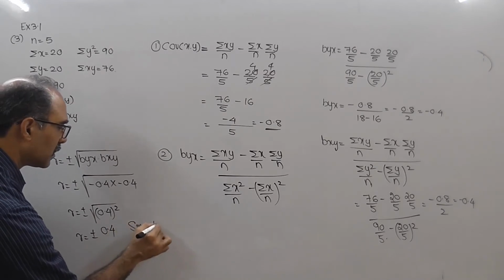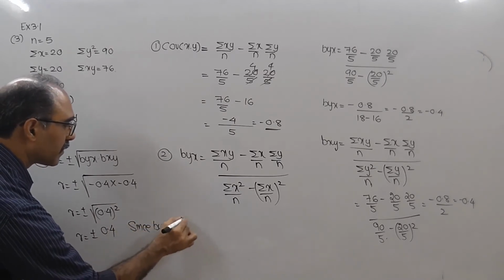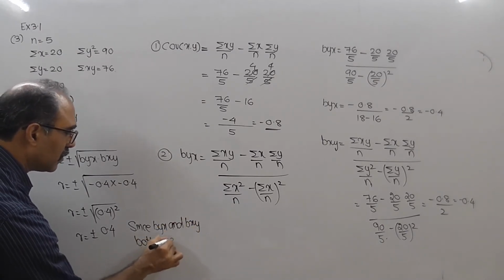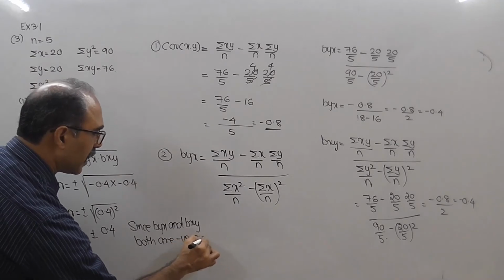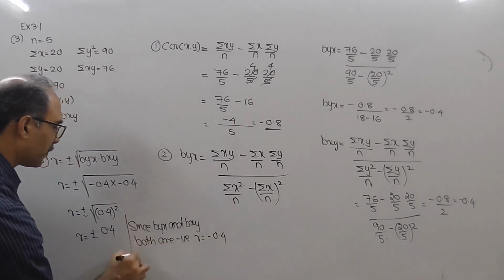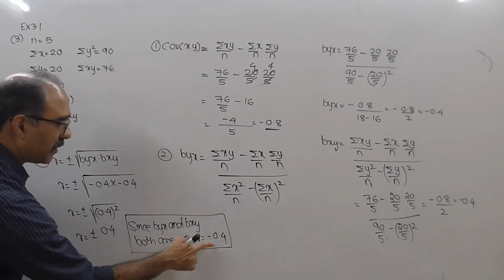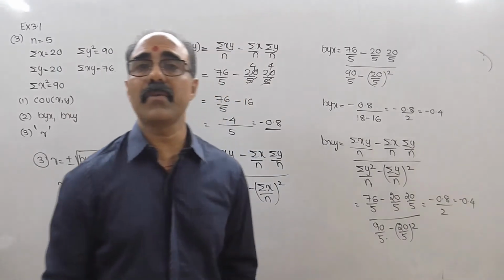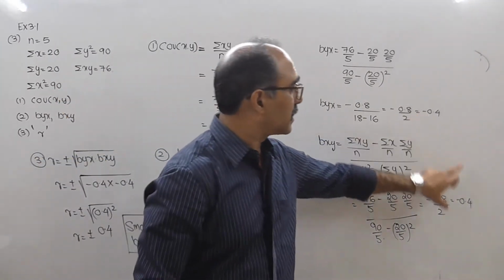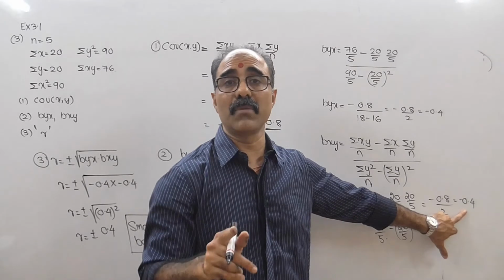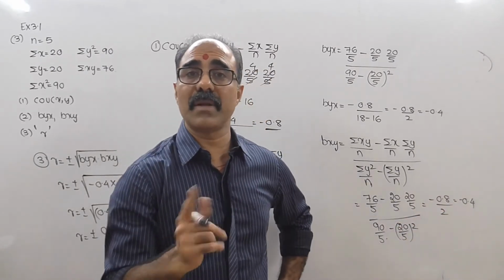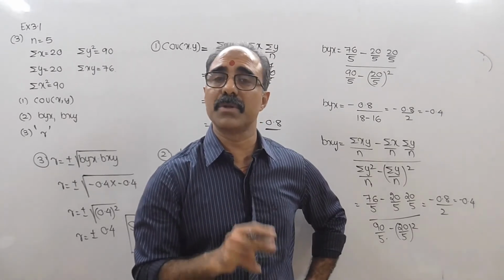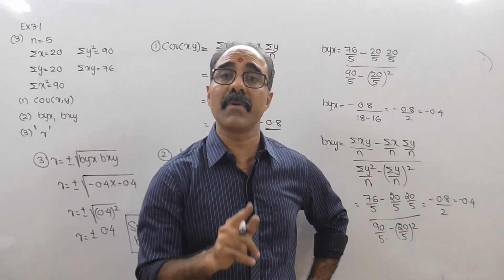Since byx and bxy both are negative, equal to minus 0.4, the value of r will be negative 0.4. Since byx and bxy both are negative, r will be negative. If byx and bxy both are positive, r will be positive. And you cannot have a case when one is positive and another is negative. Either both are positive or both are negative. If both are positive, r is positive. If both are negative, r is negative.